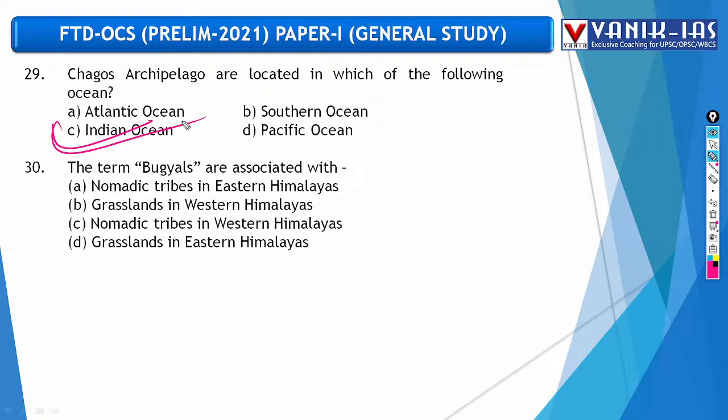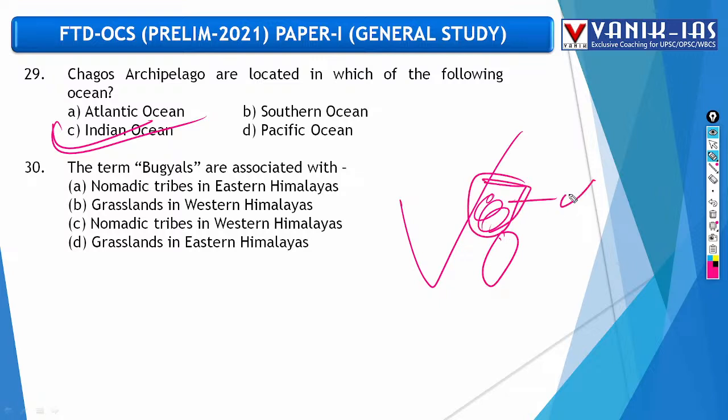Why was it in the news? This Chagos archipelago is near the Seychelles, Diego Garcia, Madagascar, near Madagascar, right? Just suppose this is the region. Here is your Madagascar, and here is your Diego Garcia. Diego Garcia or Chagos Islands. These regions are called the Chagos Islands.